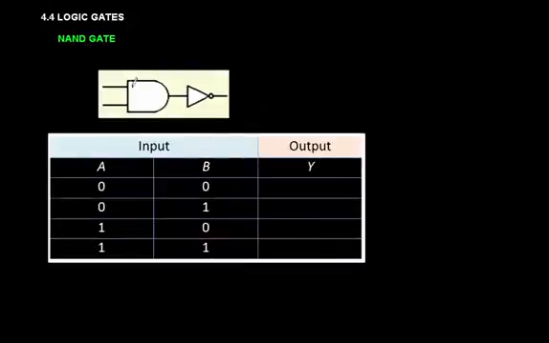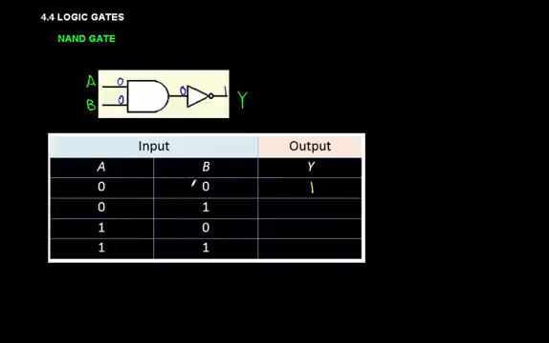The next gate is the NAND gate. The NAND gate can be represented by an AND gate followed by a NOT gate. This is the A input, B input, and here is the output. When it is 0 and 0, the AND gate output will be 0, NOT, it becomes 1. So the output here will be 1.